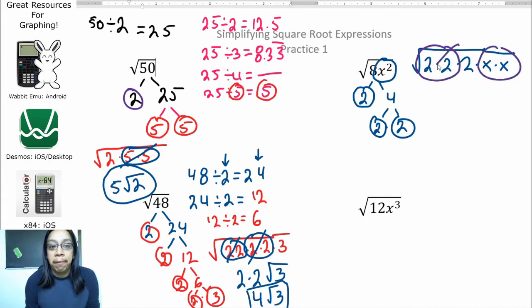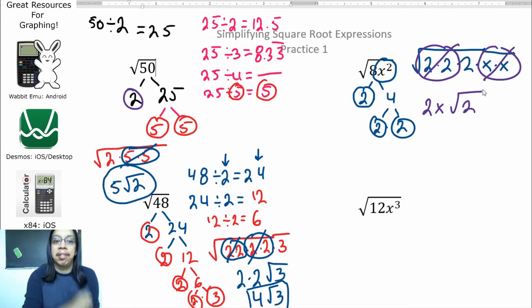So I simplify this out. I take a 2 on the outside. I take this out. I take an x on the outside, and I have a 2 that didn't get circled. That's going to stay on the inside. So this is your final answer.